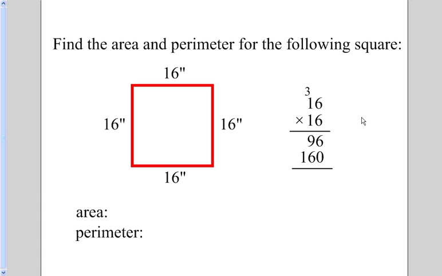And then we add it up. 6 plus 0, 6. 9 plus 6 is 15. And then 1 plus 1 is 2, 200s. Our answer for the area is 256 square inches. It's square inches because it's a square. We're multiplying this side times this side to see what the area is, the two-dimensional space on the top of this square.